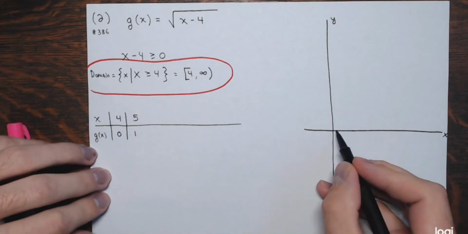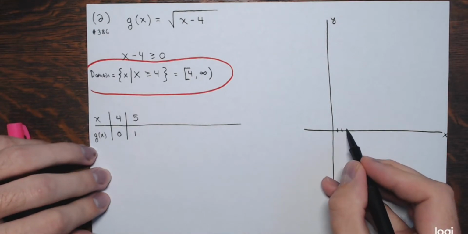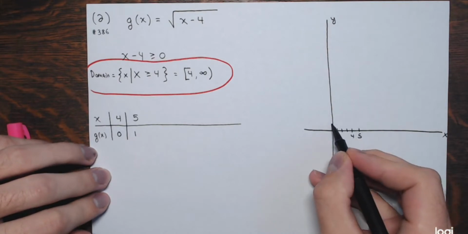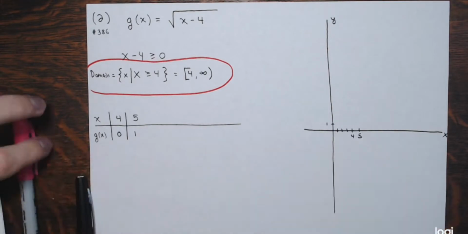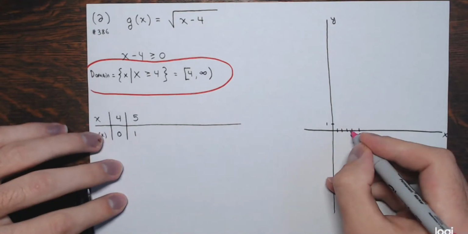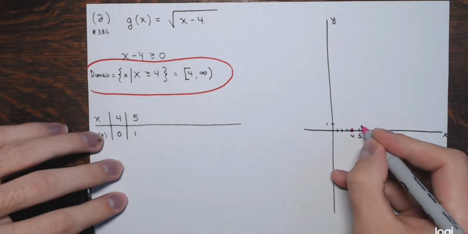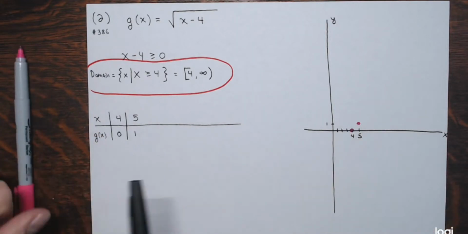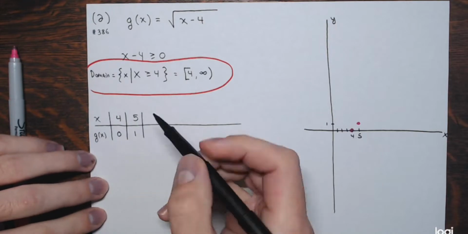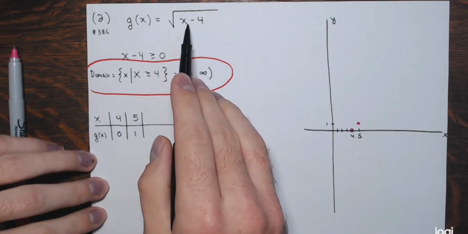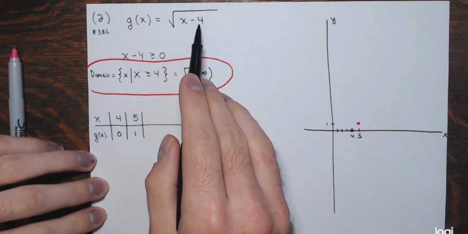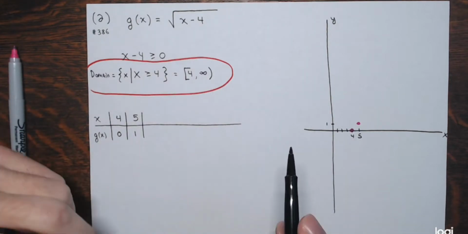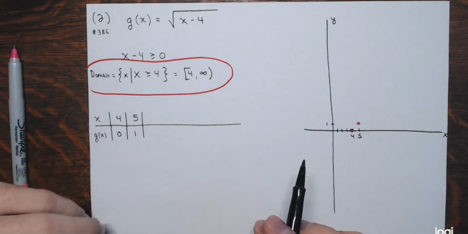And I'll start plotting points, and I'll make these tinier. 1, 2, 3, there's 4, 5. So we have (4, 0) and (5, 1). And just start plotting points over here. 6 would give me the square root of 2, 7 would give me the square root of 3, which you can plot if you want. It's just that the square root of 2 and square root of 3 are not so nice.